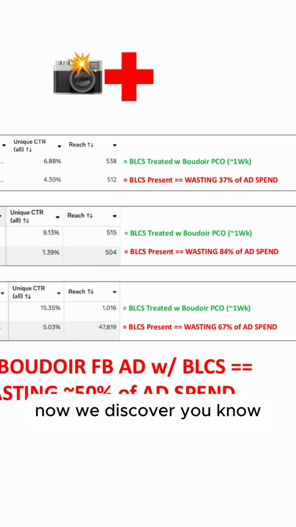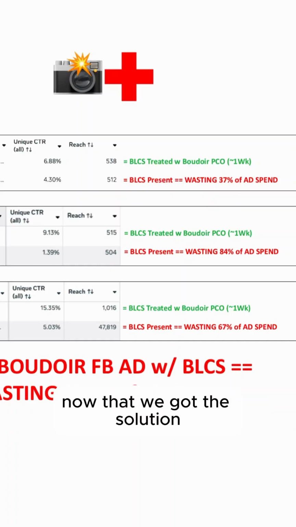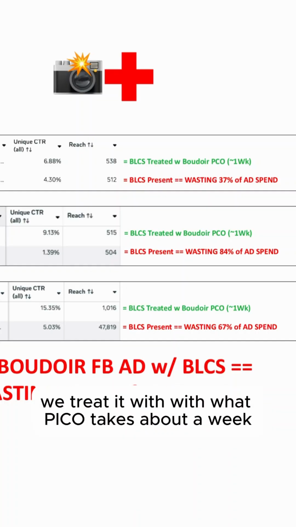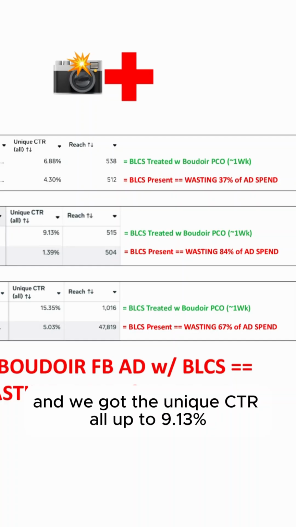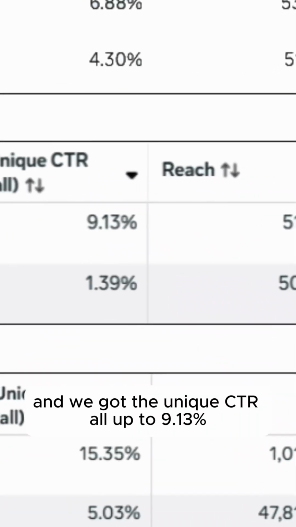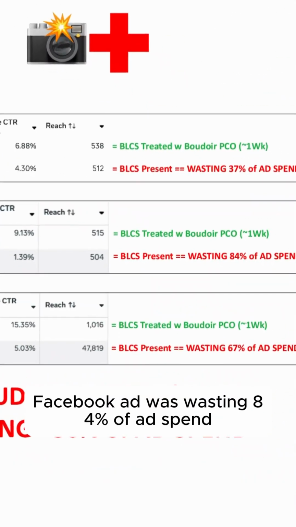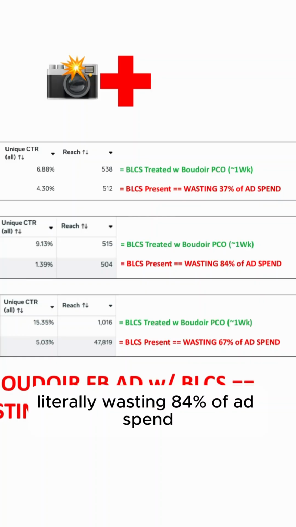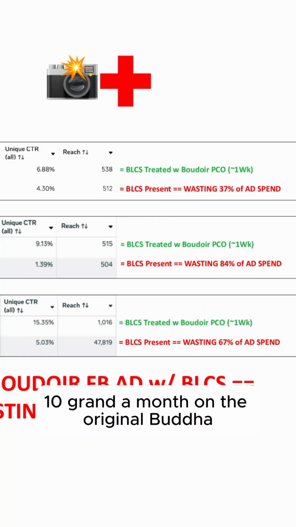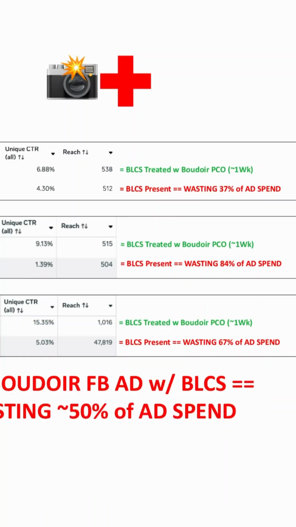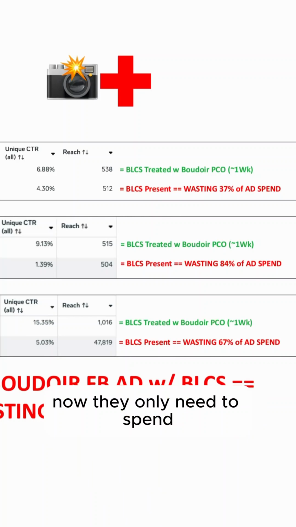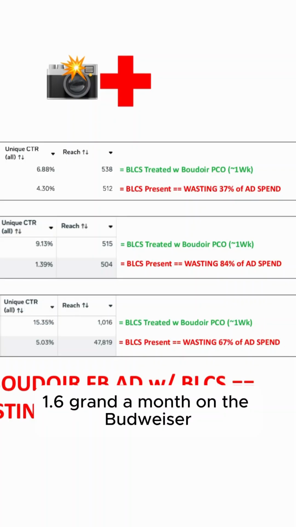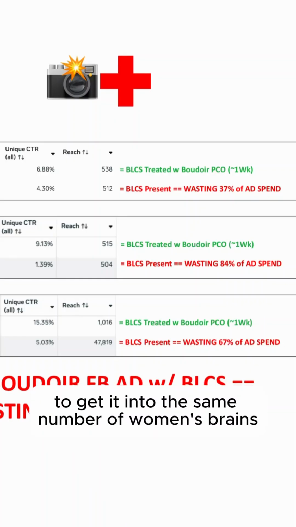Now that we got the solution, we treat it with Boudoir Pico, takes about a week, and we got the unique CTR up to 9.13%. So we found that the original Boudoir Facebook ad was wasting 84% of ad spend. They're spending 10 grand a month on the original ad. Now they only need to spend 1.6 grand a month on the Boudoir Pico treated ad to get it into the same number of women's brains.